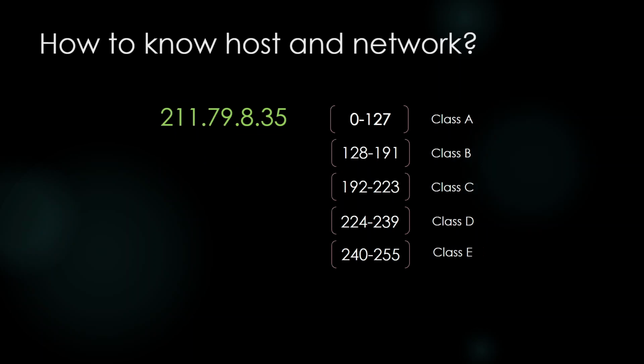Let's see one more example. The IP address 211.79.8.35. To find the network value and the host value of the given IP address, first we need to find the class of the IP address. To find the class, we have to find the range of the first number. As you can see, the first number is between 192 and 223. It means this is a class C IP address, and for a class C IP address, the first three fields represent the network and the last field represents the host.